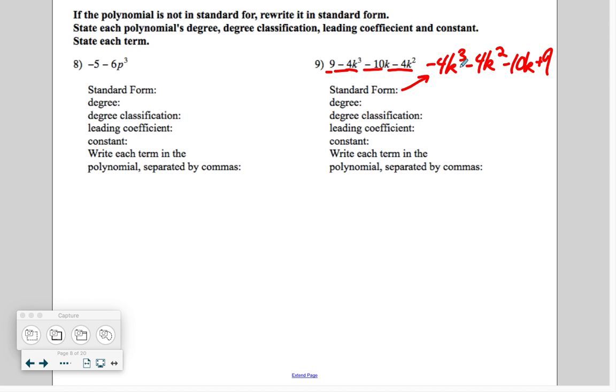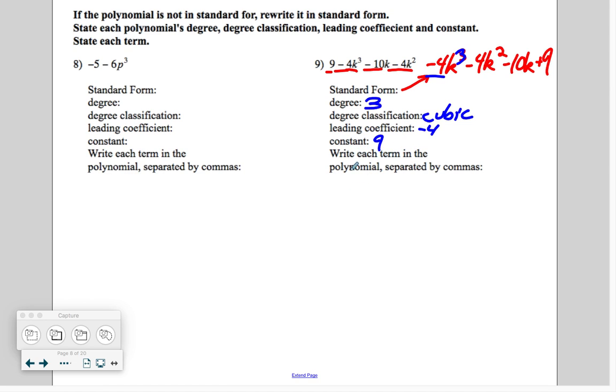What's the degree of it, or the highest exponent? It's this 3 sitting right there. So what's that make it for a classification? That's a cubic. The leading coefficient is -4. The constant is +9.